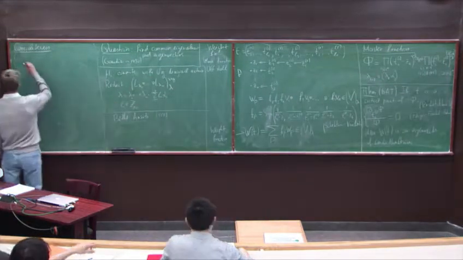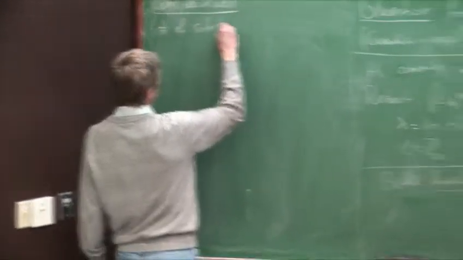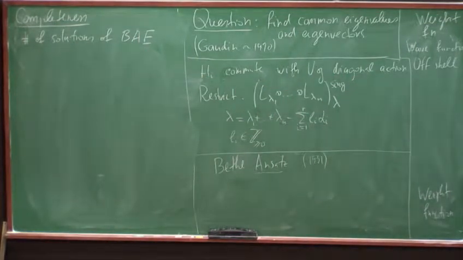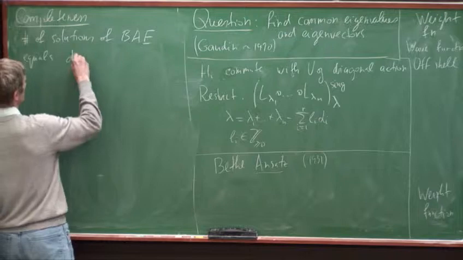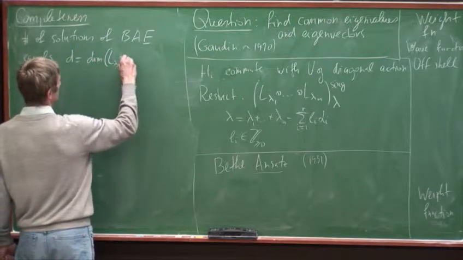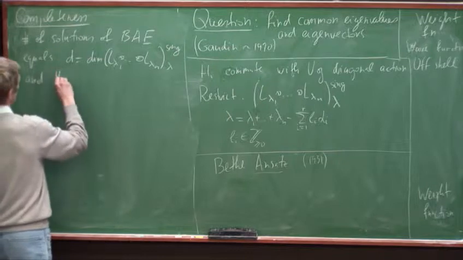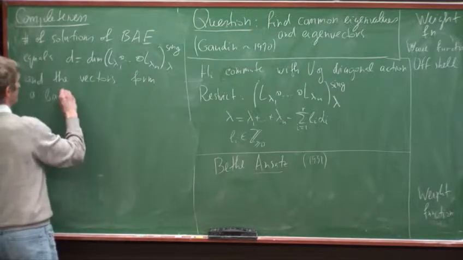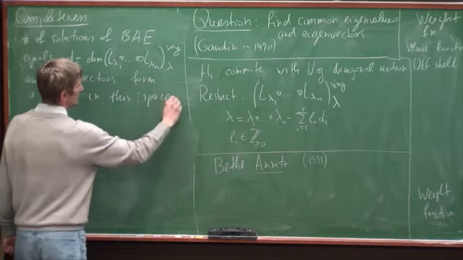And so the completeness says that what we want to claim is that the number of solutions of the Bethe ansatz equations, so these are solutions of the system of equations for critical points called Bethe ansatz equations, equals D, which is the dimension of the space I'm interested in. And the vectors we obtain from these solutions form a basis in this space. So this is the usual statement of completeness.